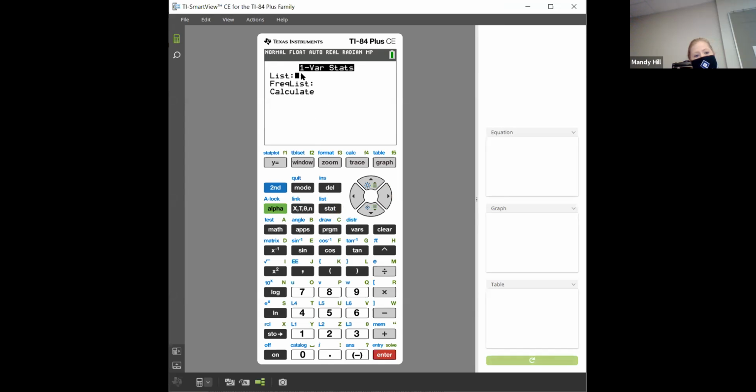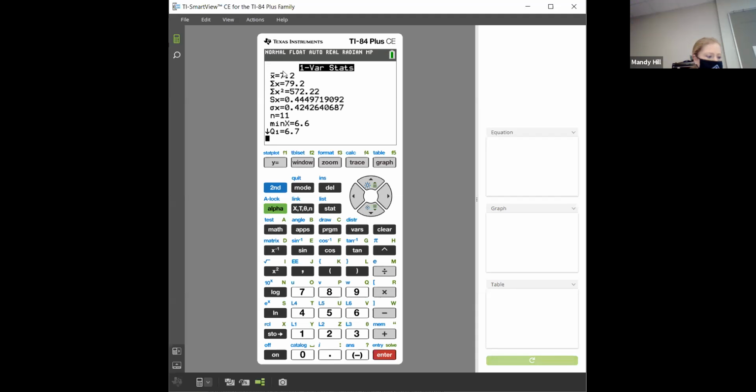except we don't want list 1 because list 1 was Big Bank and we're looking at Best Bank. So to change that to list 2, if you look above the number 2 at the bottom, there's a blue L2. I need that blue L2. So I'm going to hit second 2, and I'll change it to list 2. So I want it to do all my calculations on the second list I put in.